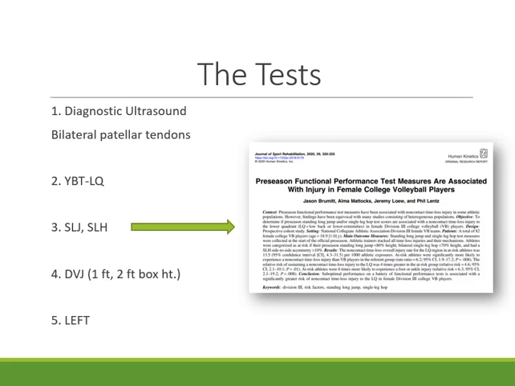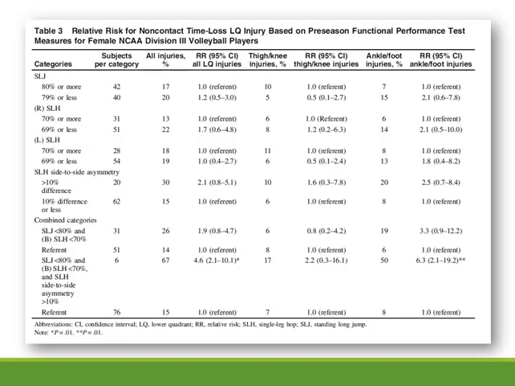The standing long jump and the single leg hop. So the standing long jump, like a broad jump, and the single leg hop, a hop for distance. I had looked at those tests previously, and with a population of 82 volleyball players, I had found that there was a relationship between preseason performance on each of those tests and subsequent risk of injury. Also included were the drop vertical jump from a 1 foot and a 2 foot box, and the lower extremity functional test. That is an agility drill test.